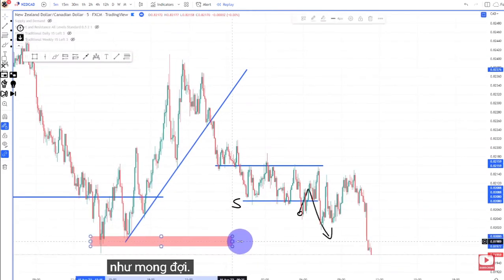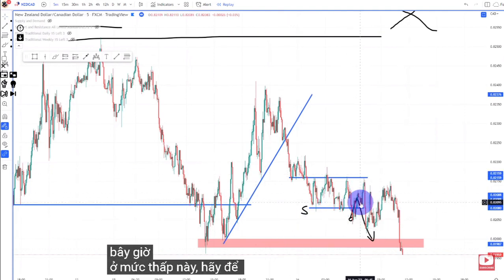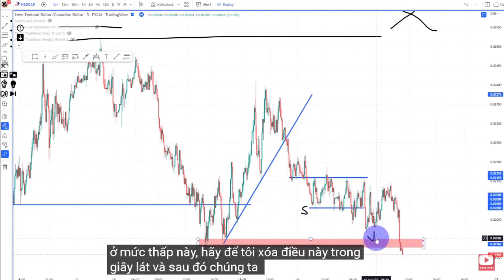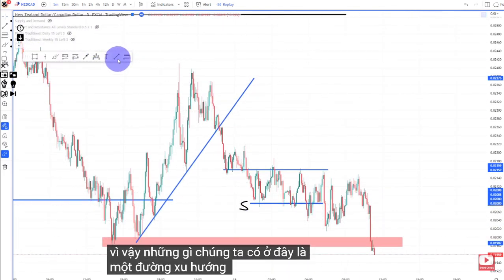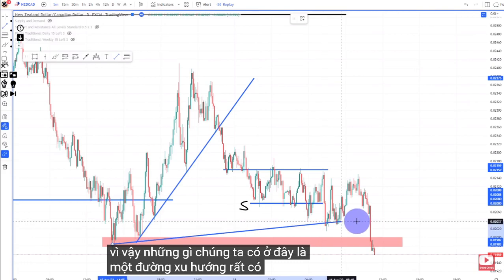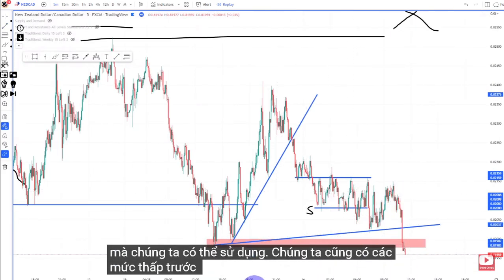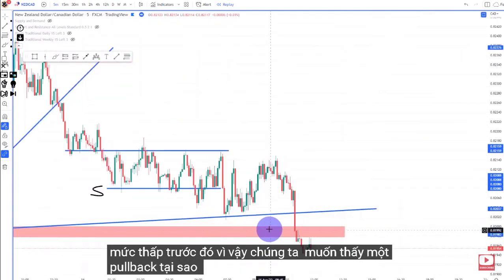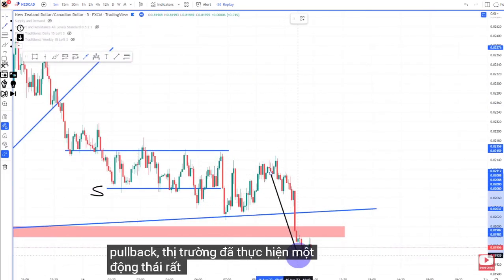I want to see what the market does. All right, so here we are now at this low. Let me clear this up in a moment, and then we'll see. So what we have here is a trend line, most likely. All right, so we have a trend line here that we can use. We also have the previous low. So we want to see a pullback. Why do you want to see a pullback? The market has made just a very significant move, right?